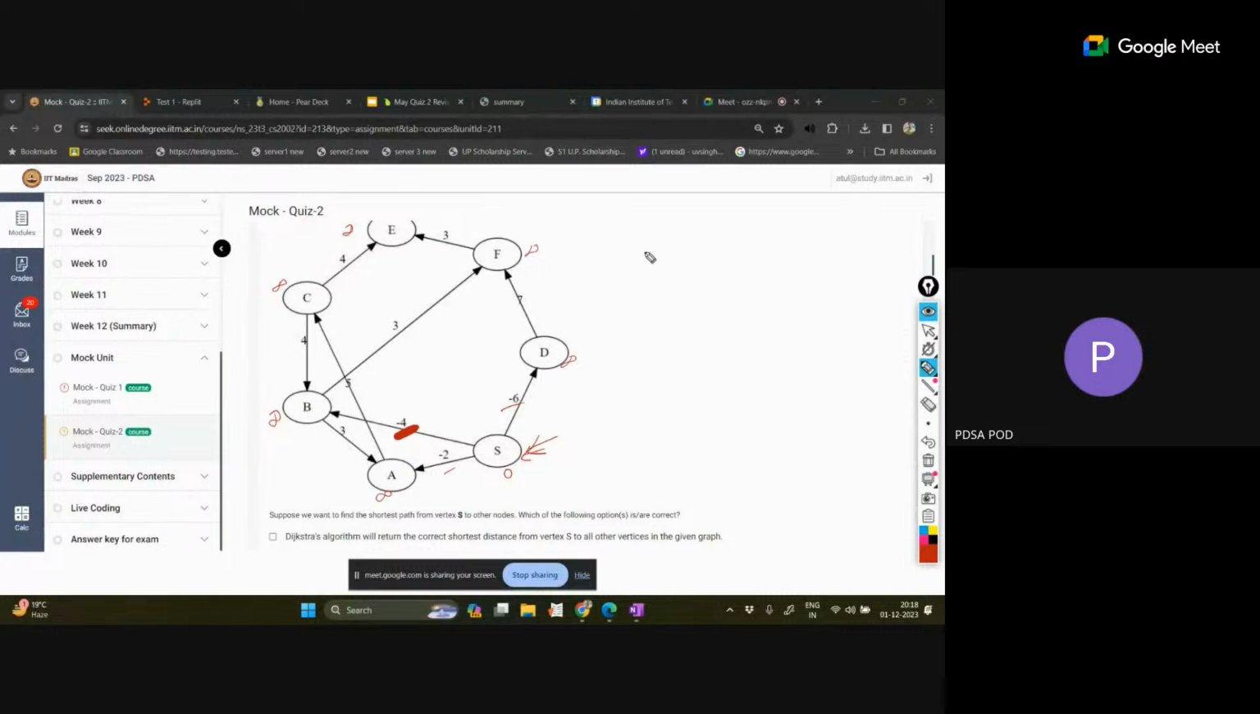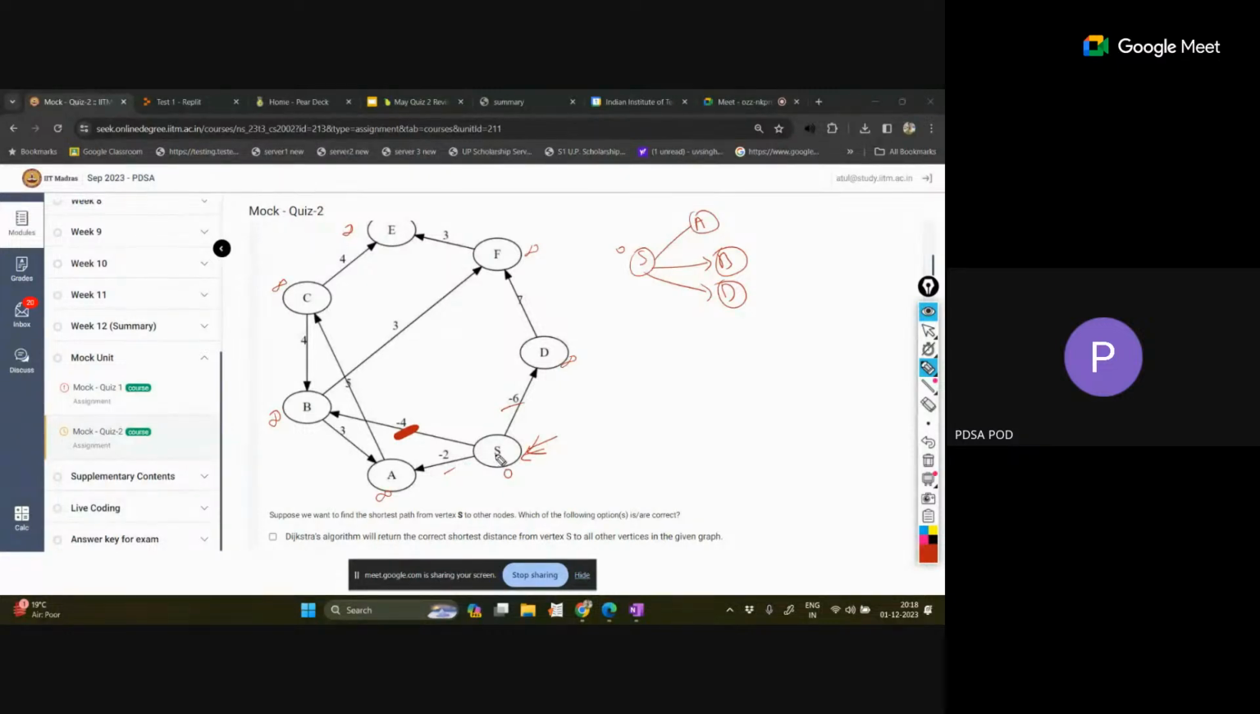So you can see that from S you have 3 neighbors. The first neighbor is A, the second neighbor is B, and the third is D. So you will always select the vertex which contains the minimum distance from source. So this is the 0.